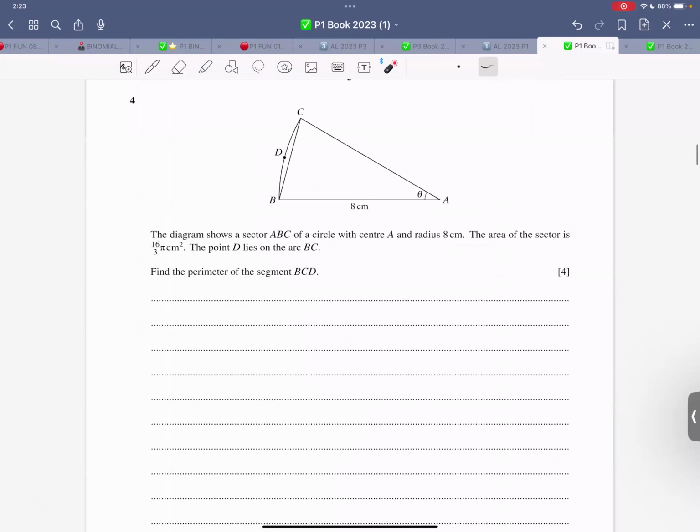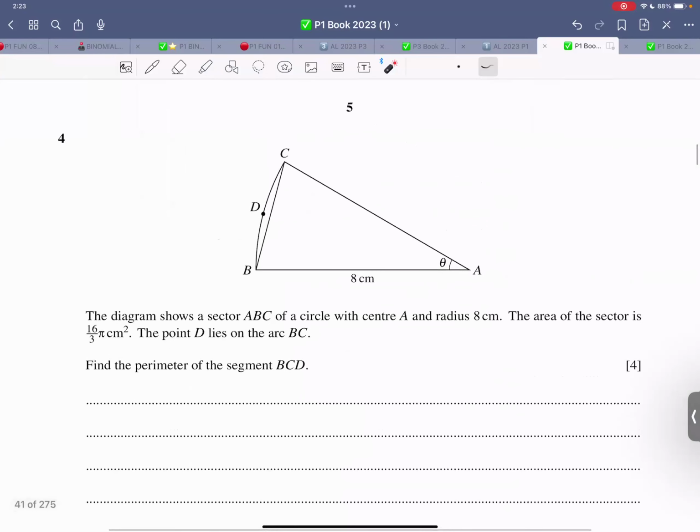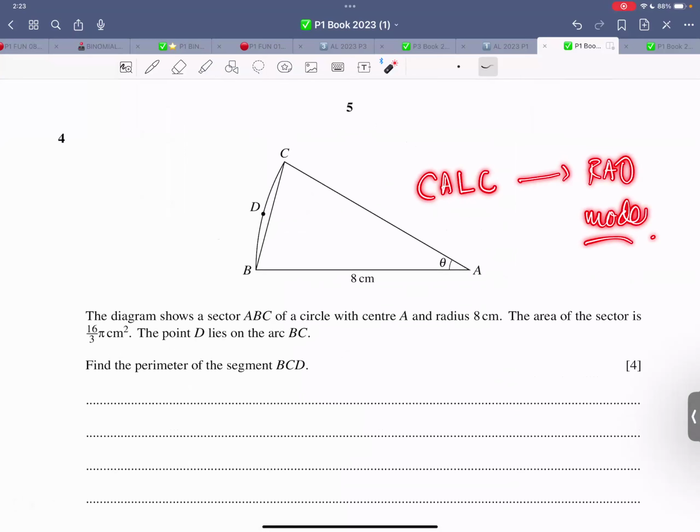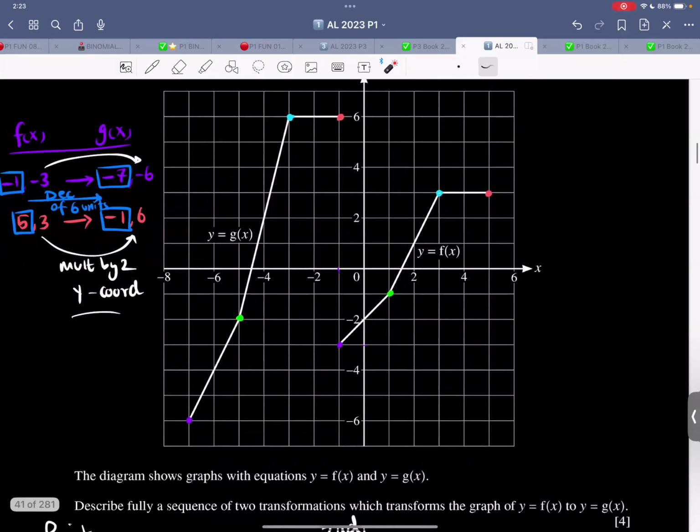So now there it is, question number 4. What is this about? It's about circular measure. So what's the first thing that needs to be done? Make sure that your calculator is in the radian mode. Okay. So now your calculator should be in the radian mode. Let me go over here.